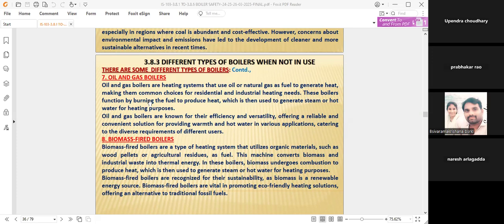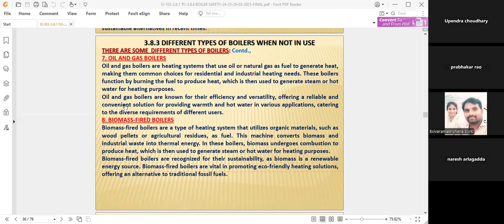These boilers function by burning the fuel to produce heat, which is then used to generate steam or hot water for heating purposes. The function and application are the same, but the fuel is oil or gas. The oil and gas boilers are known for their efficiency and versatility, offering a reliable and convenient solution for providing warmth and hot water in various applications, catering to the diverse requirements of different users.